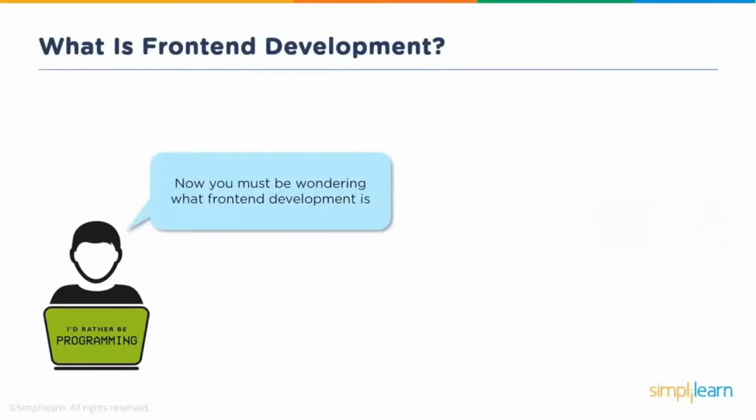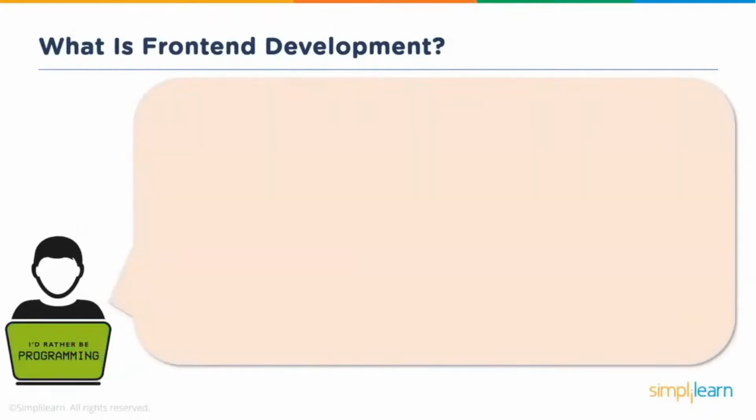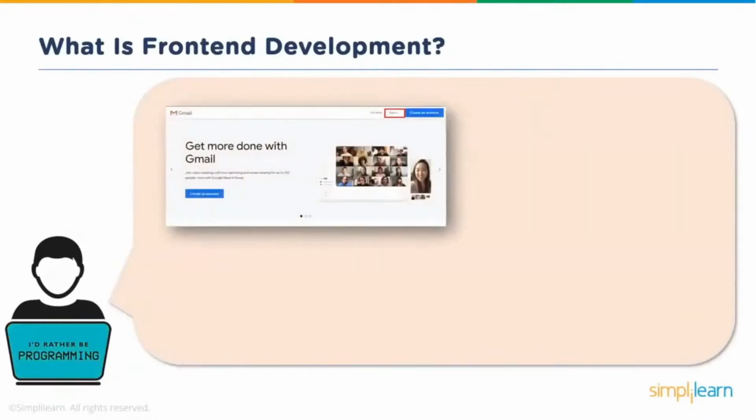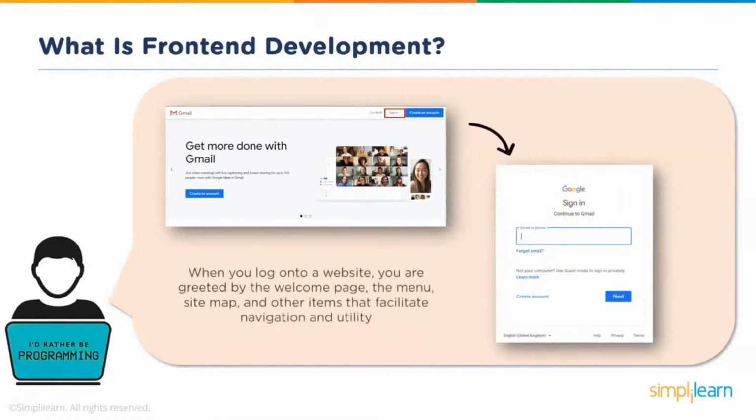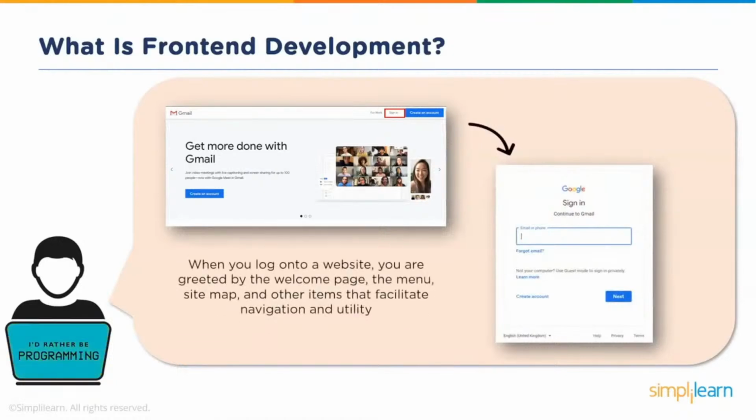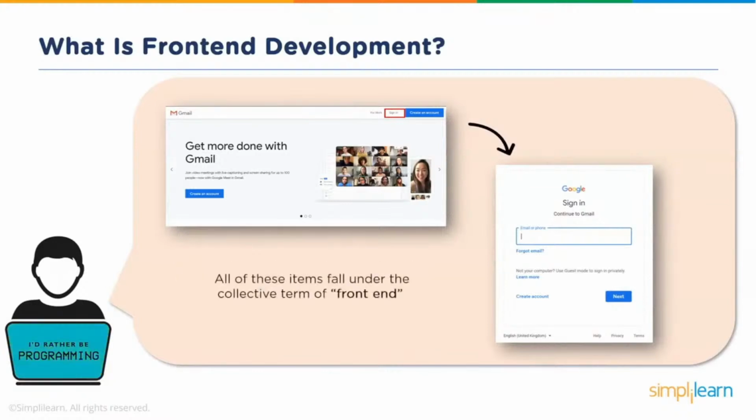So now what exactly is front-end? Every time you open a website, it has several UI components. And once you click on a particular icon, say sign in in this case, you get navigated to the sign in or the login page, right? So what happens is that all of these items facilitate navigation and utility. These are collectively called the front end. So the front end is the visible part of the website or the web application which is responsible for user experience. The user directly interacts with the front-end portion of the website or the web application.